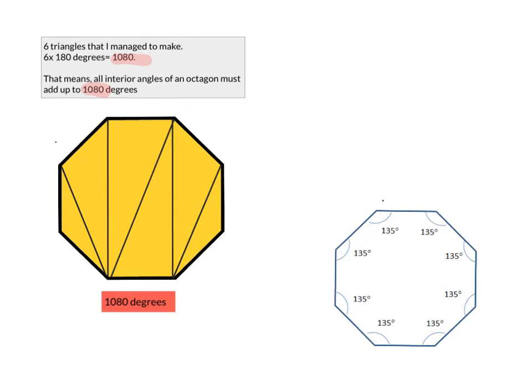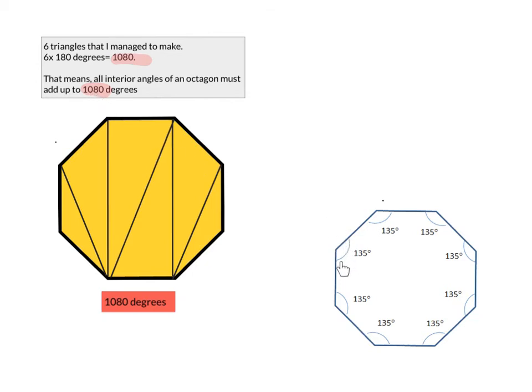So over here, girls, you can see that we have a 1, 2, 3, 4, 5, 6, 7, 8-sided shape known as an octagon, and I made 1, 2, 3, 4, 5, 6 triangles. I took my 6 times my 180 degrees, and I got 1080 degrees. That means all the angles, if I add them all together, I'd get 1080 degrees.